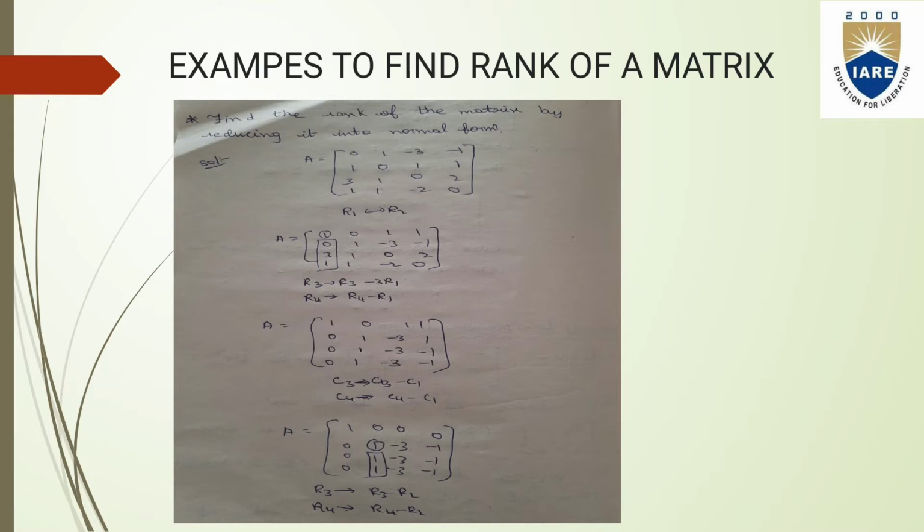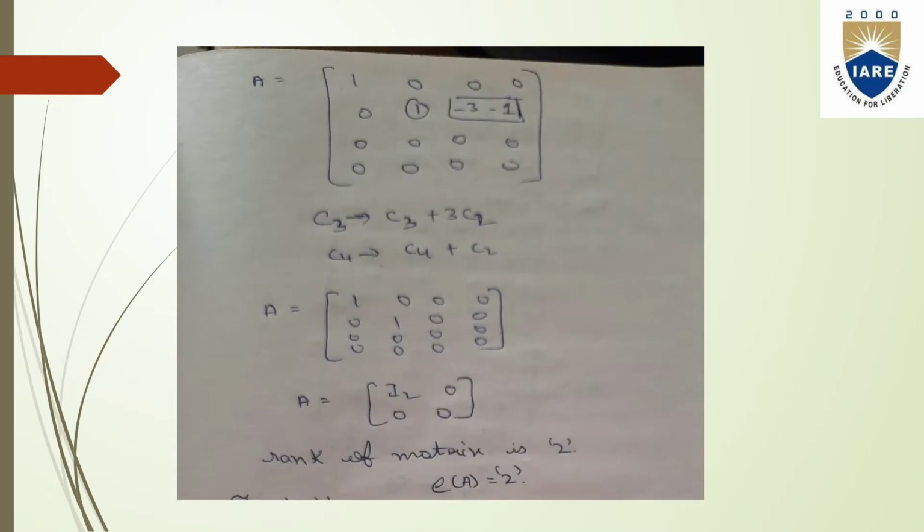The next step is that the second row, second element should be non-zero, and the elements below it will be made 0 by using row transformations. The row transformations are row 3 changes to row 3 minus row 2, and row 4 changes to row 4 minus row 2. After the transformation, you will again get a 4 by 4 matrix.